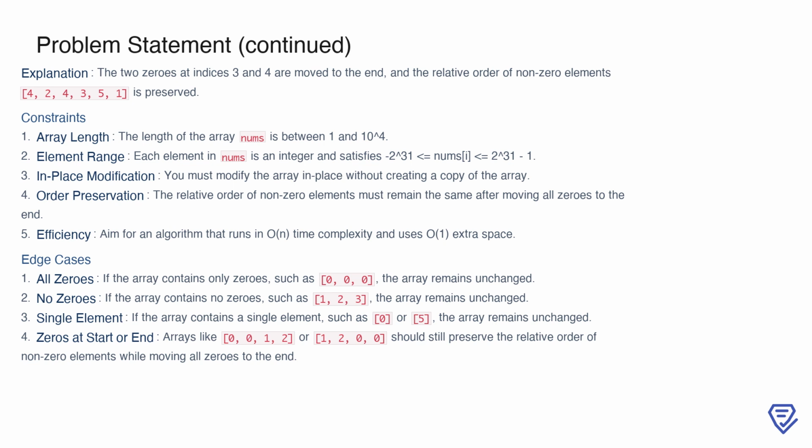Now, consider some edge cases. If the array consists entirely of zeros, such as [0, 0, 0], the array remains unchanged. Similarly, if there are no zeros, like in [1, 2, 3], the array stays the same. Single-element arrays, whether zero or non-zero, also remain unchanged. Lastly, arrays with zeros at the start or end, such as [0, 0, 1, 2] or [1, 2, 0, 0], should still preserve the relative order of non-zero elements while moving all zeros to the end.